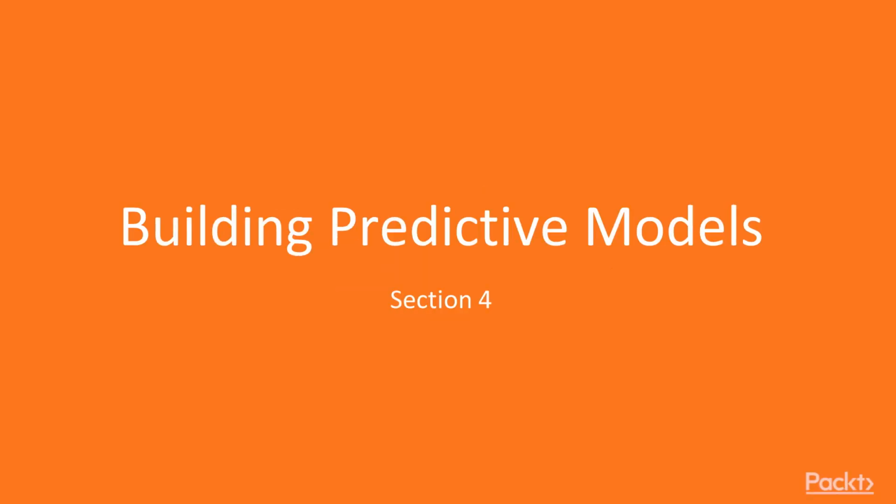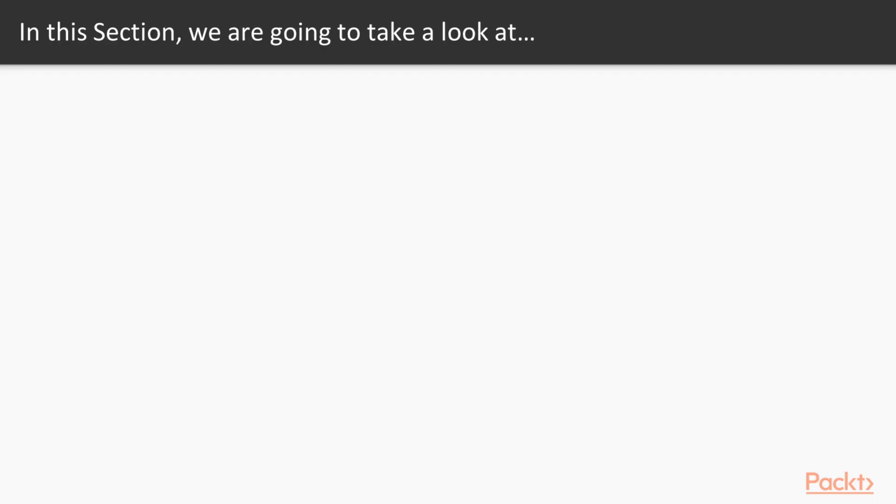Hello and welcome back. Building predictive models. In this section, we will talk about the most important aspect of data science, that is, predicting the unknown. Predictive modeling is one of the most useful components of data science.